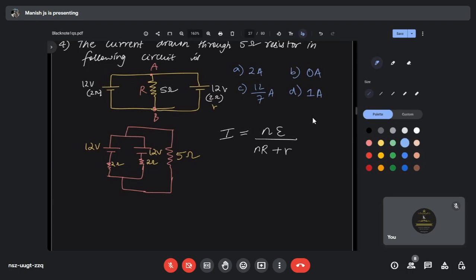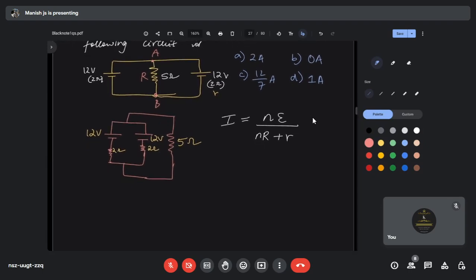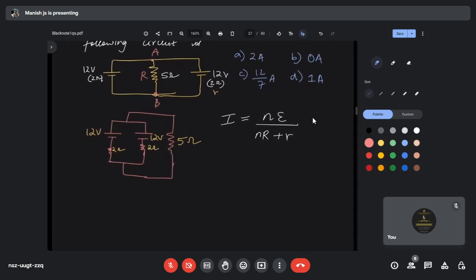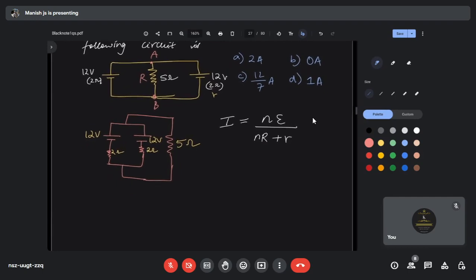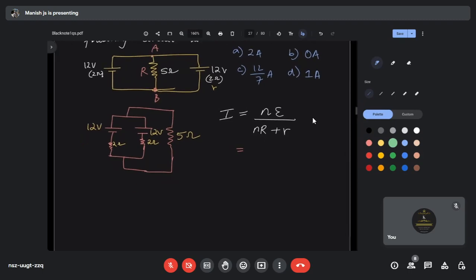Correct. We can use this formula directly. This formula is used for parallel grouping of cells. Here n is the number of cells. How many cells do we have in the circuit? We have only 2 cells.